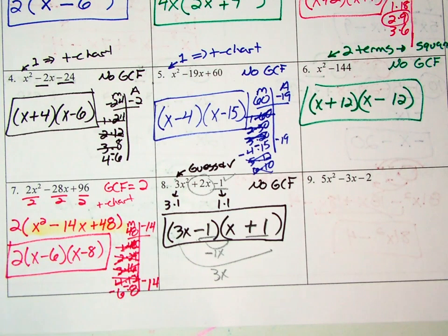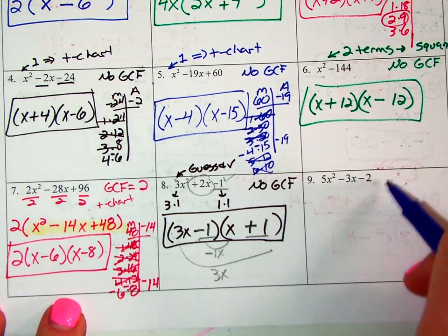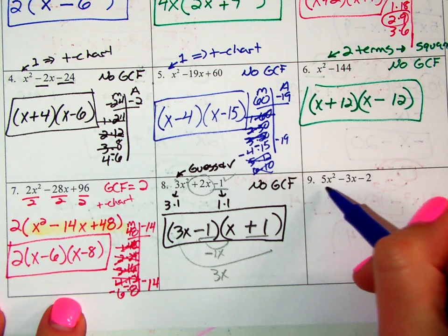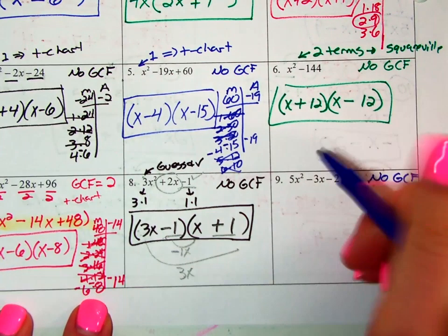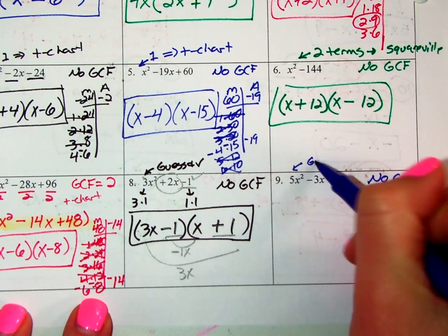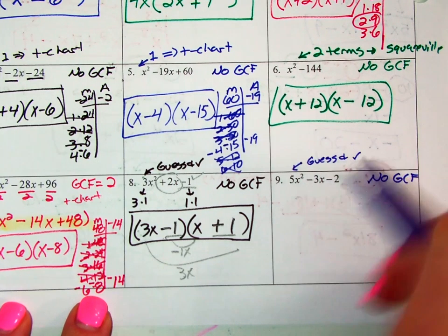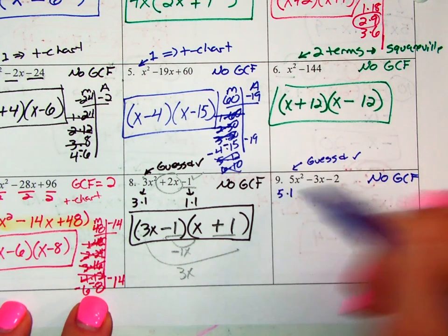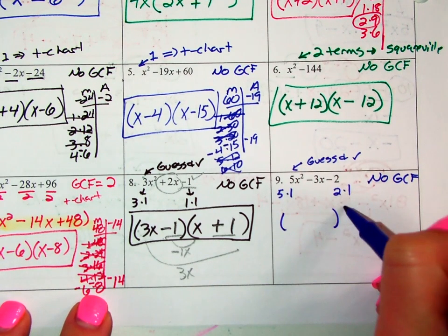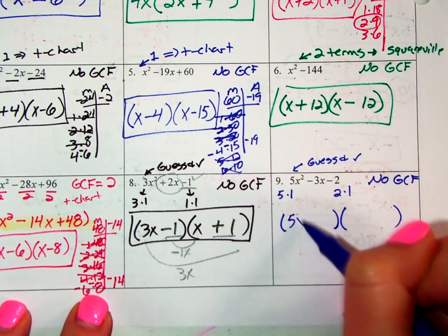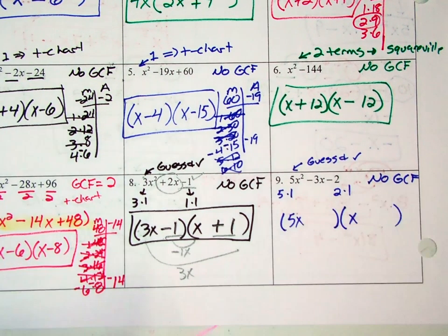And the last one. So the first thing we do is look for a GCF. The only number that goes into 5 is 5, and it doesn't go into 5 or 3. There are no variables in all of them, so there is no GCF. So that means that since my first term is not 1, this is going to be guess and check. Well, my only options that multiply to 5 are 5 and 1. My only options that multiply to 2 are 2 and 1. So when we start this out, it has to be a 5x and it has to be a 1x.